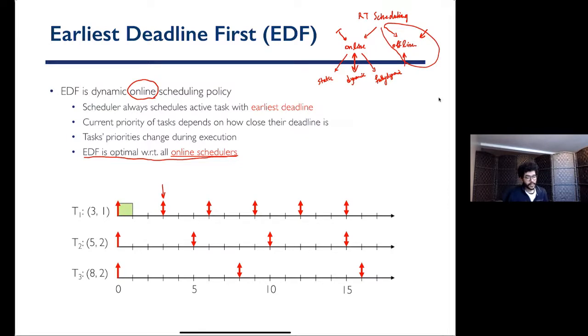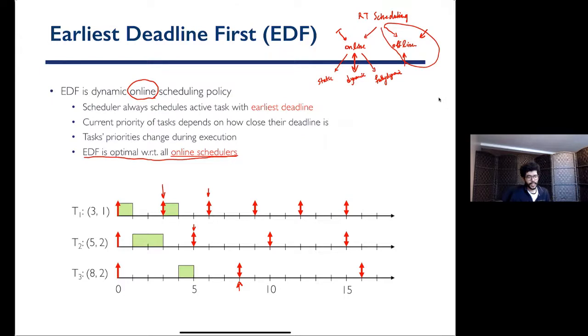Now, once I'm done with this, I have the job from T2, and that job has a deadline at time 5, and a job from T3 has a deadline at time 8. Well, 5 is less than 8, so I'm going to run T2. Now at this time I get another job from T1. Its deadline is 6, whereas the deadline for the job in T3 is 8. So the one with 6 is earlier, so I'm going to run that one. Now I don't have any other job but T3, so I will run it.